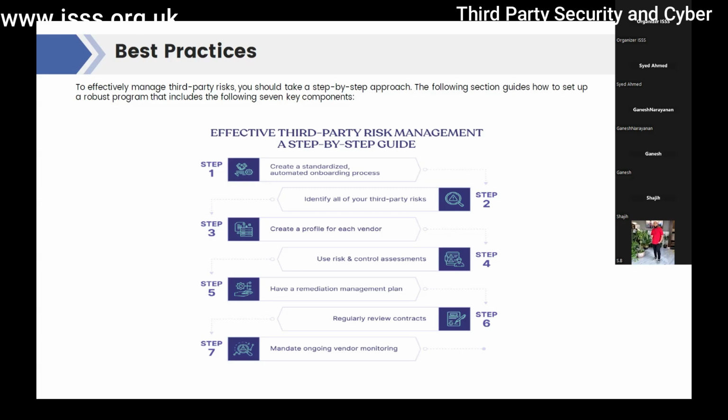So this is a very crucial step where you actually try to have an inventory of your third party vendors, your third party assets. And then once you have the inventory, you need to create a profile of each vendor, where you ensure that the details of these vendors are specifically mentioned: the kind of services these vendors provide, where they are located, what kind of data access they have, when your contract starts, when your contract ends.